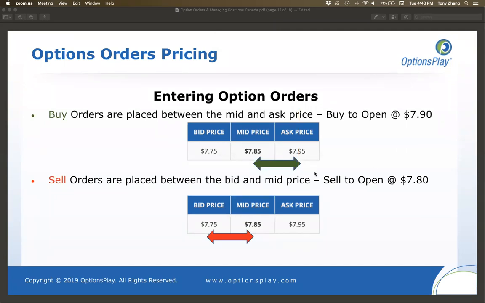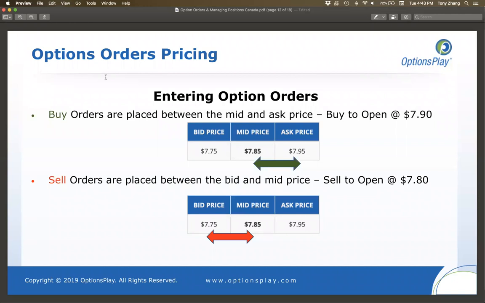Now, if that makes sense to everyone, please type 4 into the chat window. The idea of placing a limit order close to the mid price and working your way out towards the asking price or the bid price, depending on whether you're buying or selling. Okay, great, a lot of fours. That's exactly what I was hoping to get, because I know that that's not an easy concept to understand.